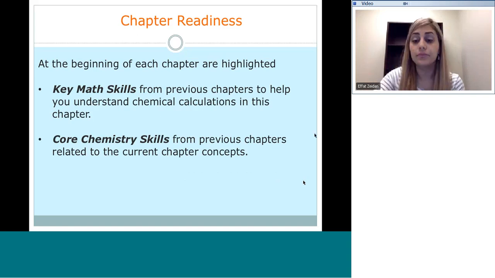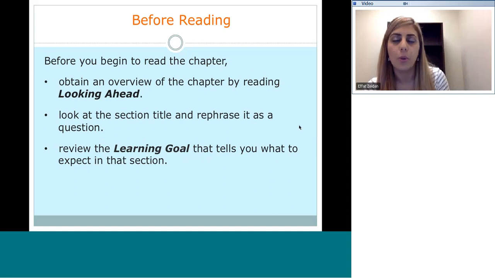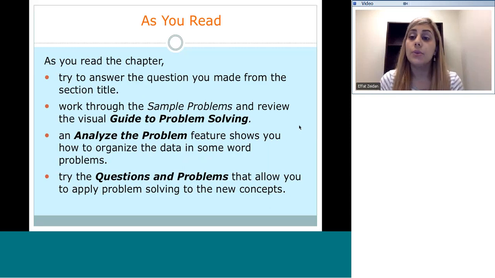Now, before you begin to read the chapter and study the content of each chapter, obtain an overview of the chapter by looking ahead, to know what you are expecting, to know what it is that you are going to read and learn about today. Look at the section title and rephrase it as a question. Review the learning goal that tells you what to expect in that section. And as you read the chapter, try to answer the questions you made from the section title.